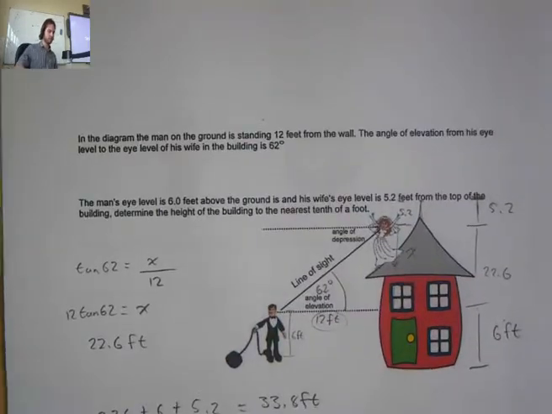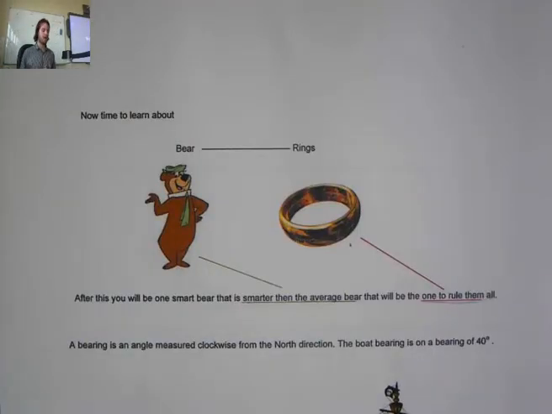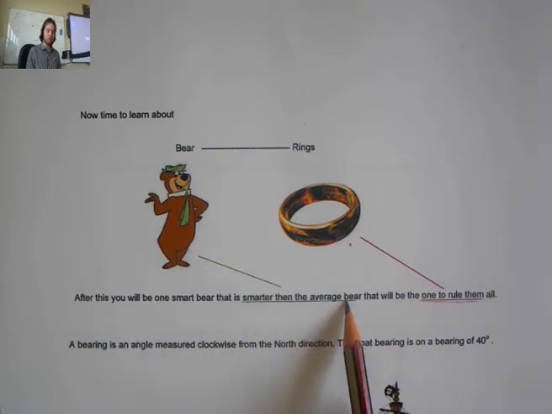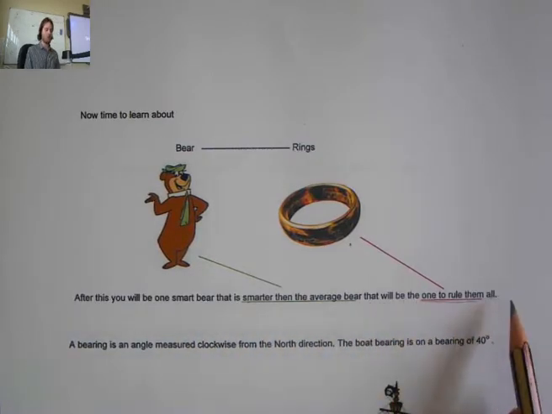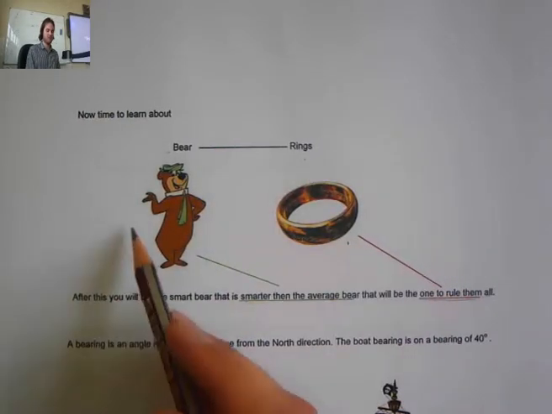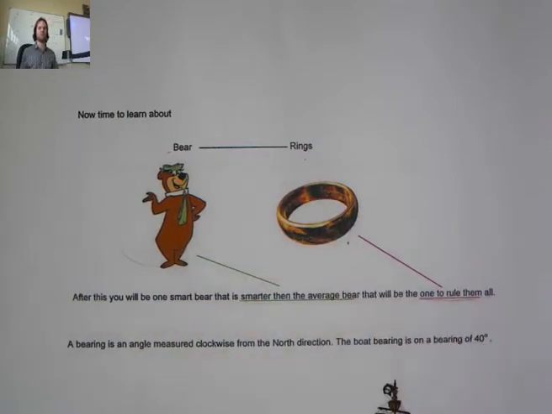All right? So now we're looking at bearings. And by the end of this, you will be one smart bear that is smarter than the average bear that will be the one to rule them all. Get it? Bear as in Yogi the Bear, smarter than the average bear. Ring as in Lord of the Rings. Bear rings. Lord of the Rings, the ring, the one to rule them all.